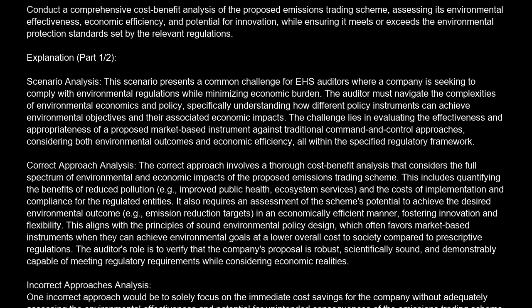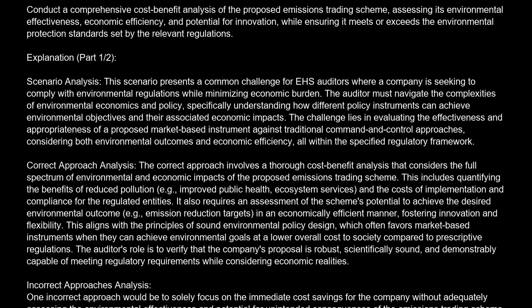Explanation. Scenario analysis. This scenario presents a common challenge for EHS auditors, where a company is seeking to comply with environmental regulations while minimizing economic burden. The auditor must navigate the complexities of environmental economics and policy, specifically understanding how different policy instruments can achieve environmental objectives and their associated economic impacts.